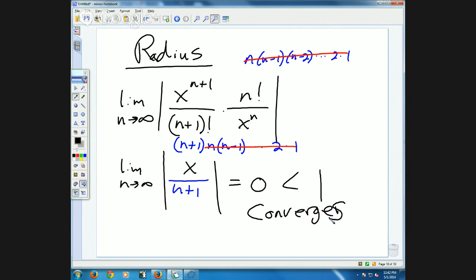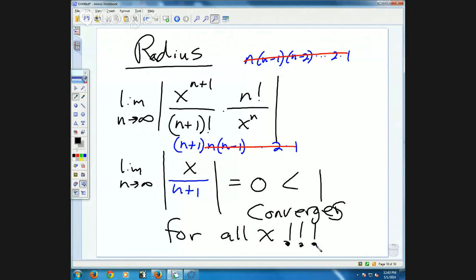Now, wait a minute. What happened to x? Does it matter what x is? No. If x is 10 or 100 or e, it still converges, right? So that means this converges for all x, because the x disappeared. In our problems the other day, it didn't disappear. For all x.